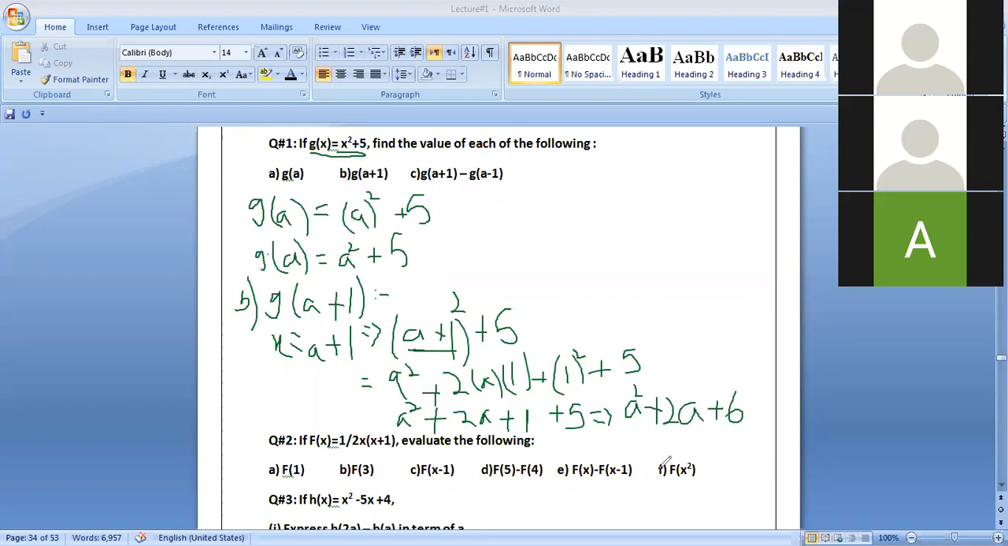No confusion? Hello students, no confusion? Okay. Let's move forward.